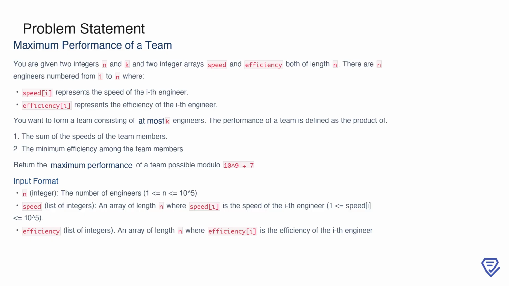The goal is to form a team of up to k engineers such that the team's performance, which is calculated as the product of the sum of their speeds and the minimum efficiency among them, is maximized. Lastly, since the result can be very large, we need to return the maximum performance modulo 10^9 + 7.